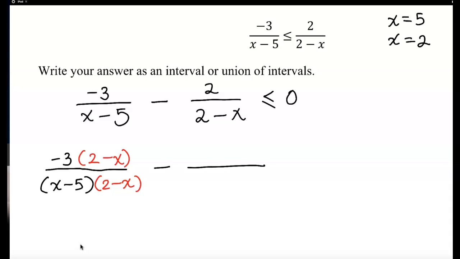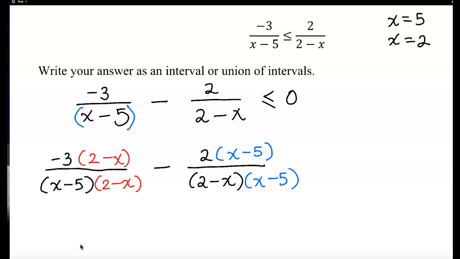I will write the original fraction of 2 over 2 minus x. But this fraction will now get multiplied by x minus 5 over x minus 5. And if you're wondering where I got x minus 5 from, I got it right here. That was the denominator for the first fraction. So now they have a common denominator. So I'll go ahead and say these are all less than or equal to 0.